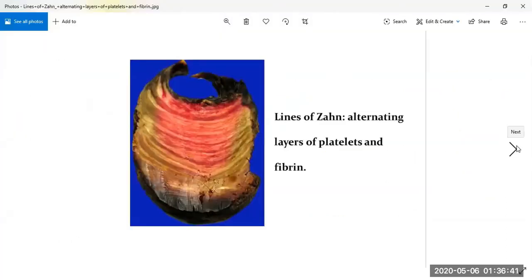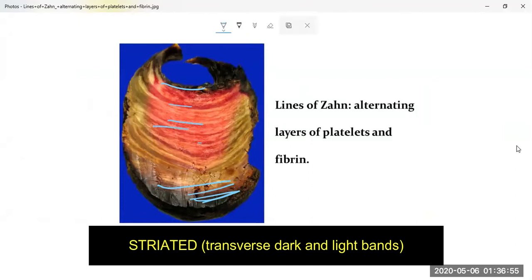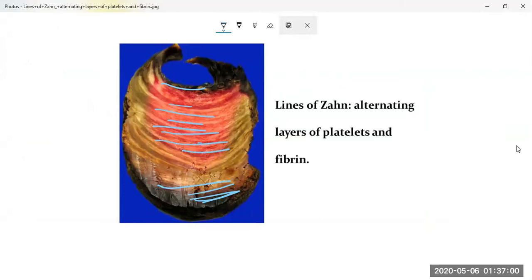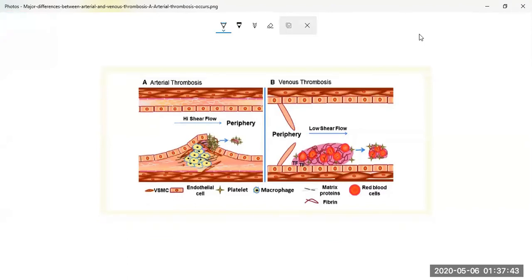This is a picture taken from a website, and you can see this dark structure. The dark structure shows the presence of the red lines, and you can see the white lines. So you can see they are striated with dark lines and white lines, showing you the layers of platelets and fibrin in the white lines, whereas the red lines show the presence of red blood cells.